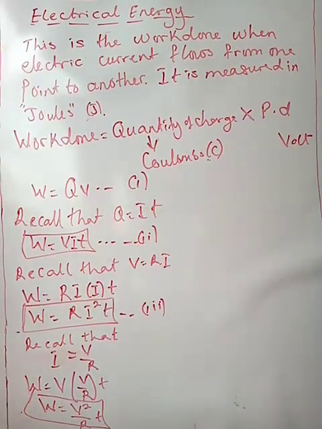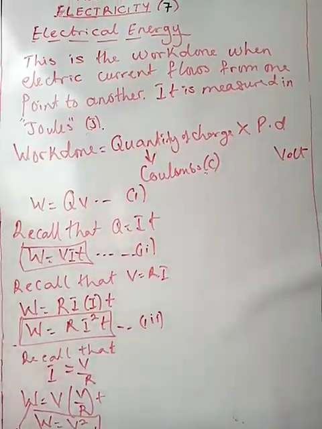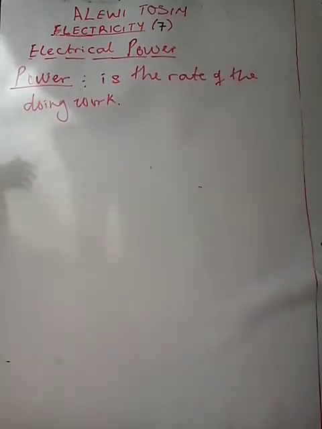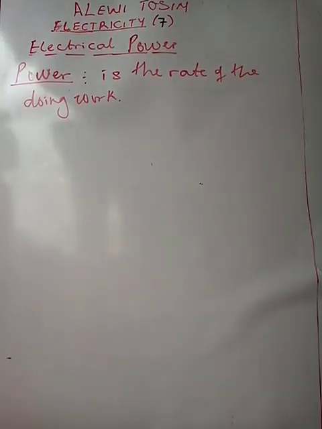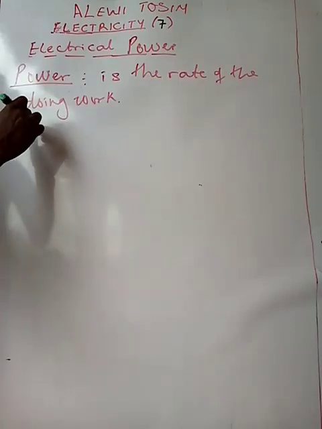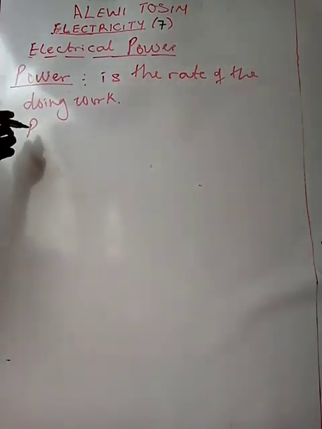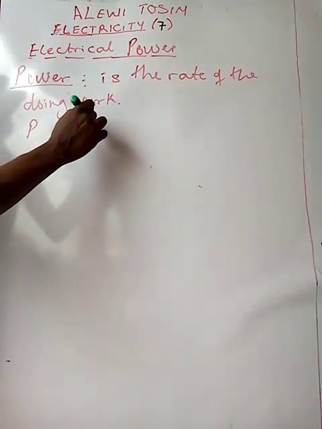Now let's take electrical power. We say power is the rate of doing work. It is denoted by P, and it is measured in watts.